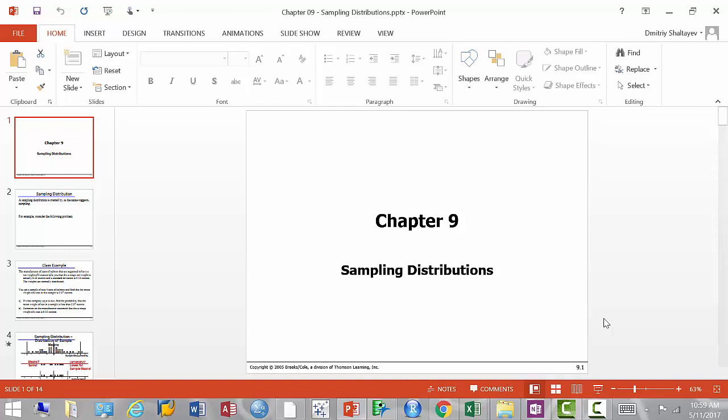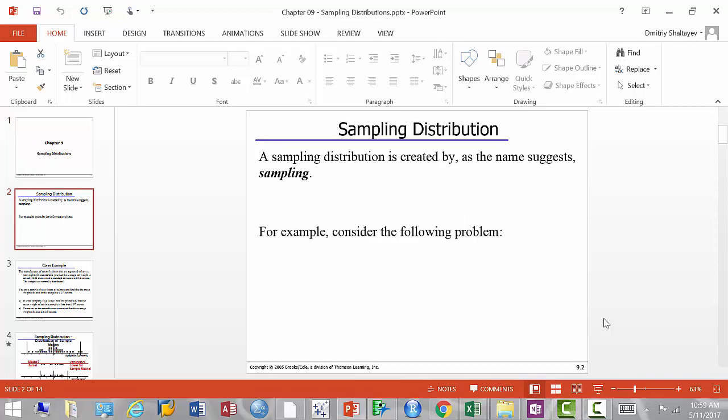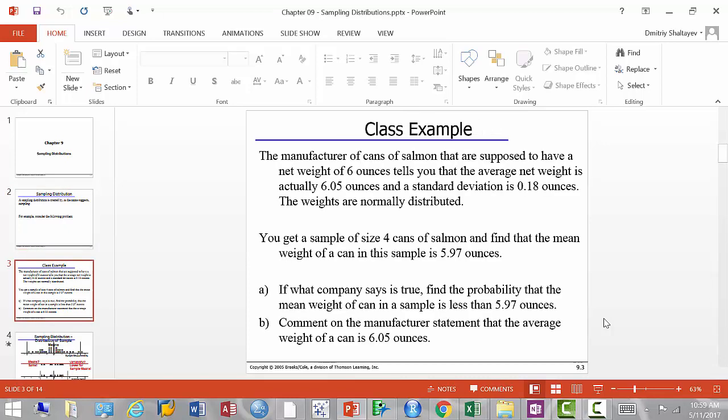And we have to discuss first sampling distribution. What is it? All right, sampling distribution, well, the name pretty much says it. It's the distribution that is related somehow to samples, to sampling. So let's actually take a look at the problem. This problem comes straight from the textbook that you may or may not have, because the textbook is optional, right?